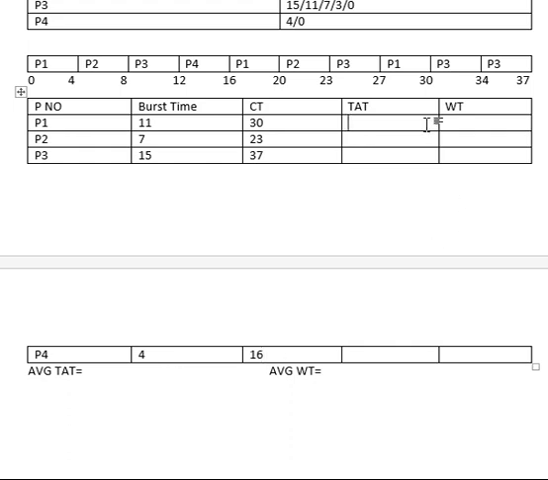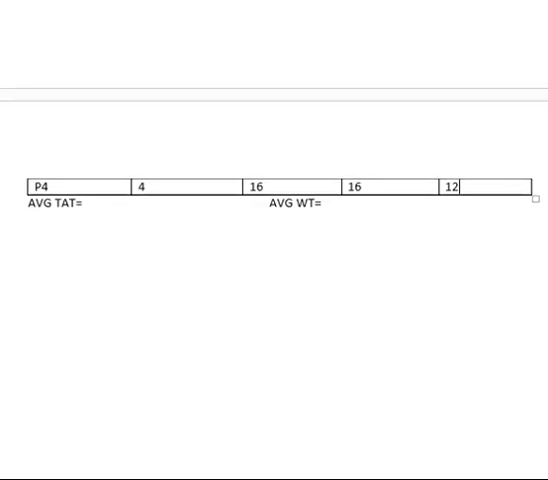So the turnaround time in this case will be whatever is your completion time, same, because there is no arrival time given, so I'll just place the same values, and the waiting time will be turnaround time minus your burst time, so this is 30 minus 11, that's 19, 16 minus 4, that's 12, right? So average turnaround time, average waiting time is a homework for you people.